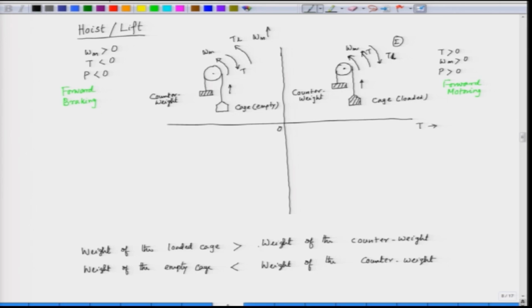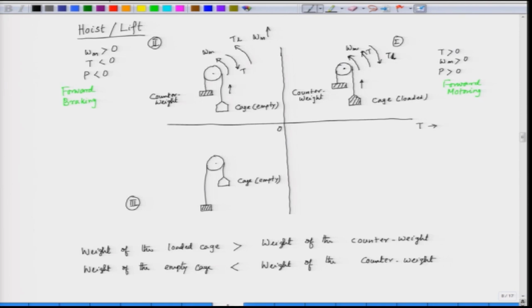We have already seen that in the first quadrant it is forward motoring, and in the second quadrant we have forward braking. Now, let us come to the third quadrant. In the third quadrant, we have the pulley mechanism here, and we are trying to lower the cage. This is a counterweight here, we have the pulley, and in this case the cage is empty. So, we are lowering an empty cage.